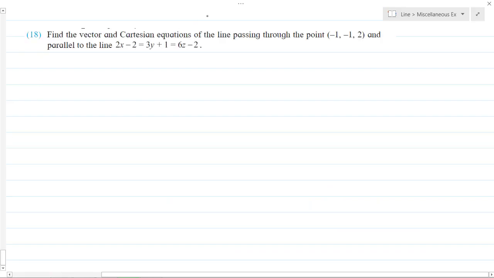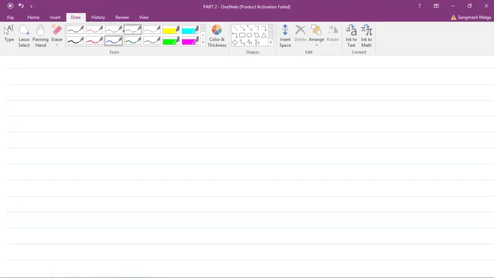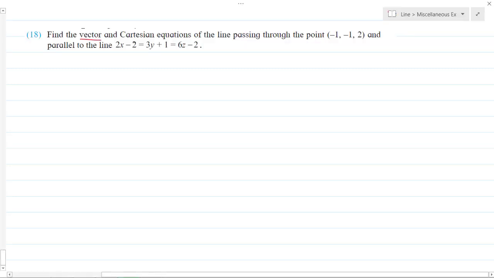Question number 18, क्या है? Okay, find the vector and Cartesian equations. दोनों पूछ रहा है क्या? ठीक है, vector equation and Cartesian equation of the line passing through this point. Passing through means what? This has to be a point and parallel to the line. So this is the b bar we can get from this.